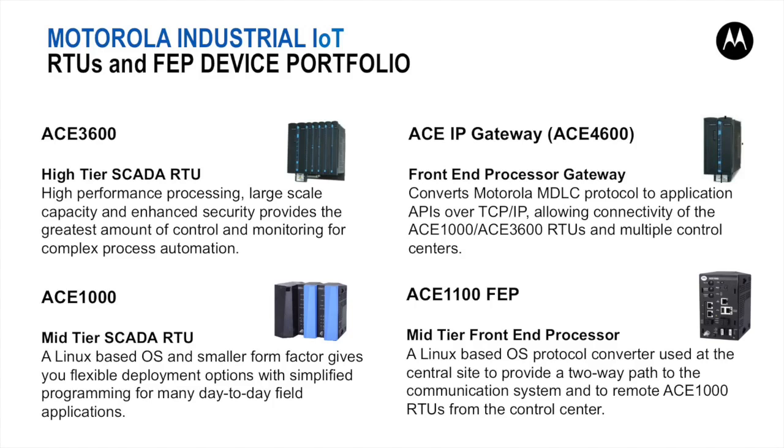The ACE IP gateway, also known as ACE4600, is an IoT gateway from the ACE1000 or ACE3600 RTUs to an IIoT control center. It acts as an interface between the MDLC world and the TCP IP world.